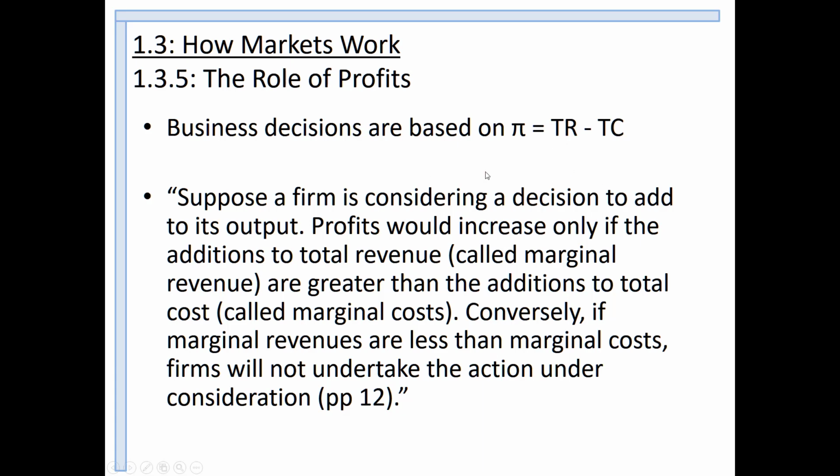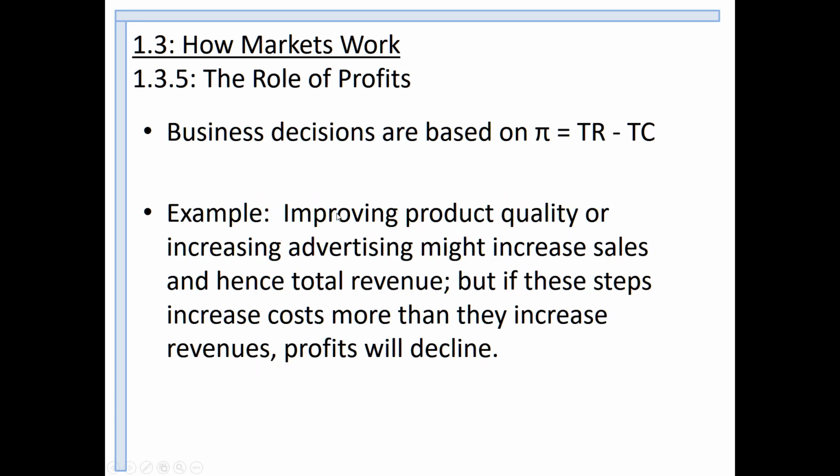Conversely, if marginal revenues are less than marginal costs, firms will not undertake the action under consideration. Before you explore that, notice that it is true for any action, not only increasing production. For instance, instead of increasing production, you may be thinking about improving product quality, increasing advertisement, etc. Any action. If whatever action increases sales and total revenue, but these steps increase costs more than revenues, profits will decline. Marginal revenue has to be larger than marginal cost.